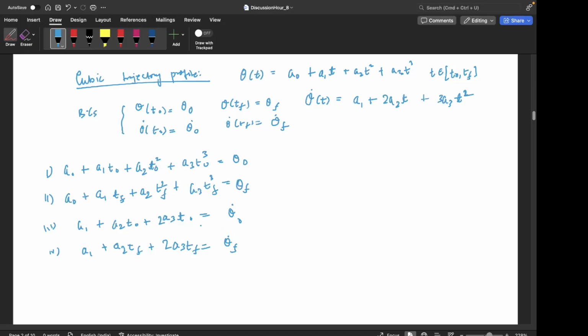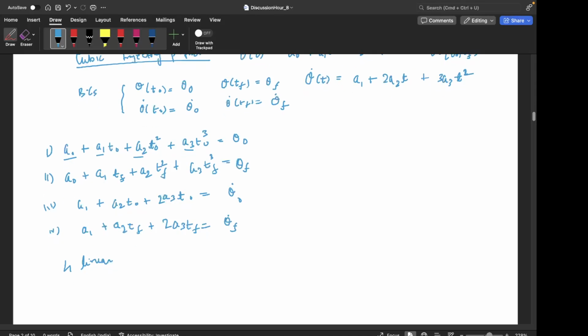Now these are basically four linear equations. So the unknowns are these a0, a1, a2, a3, right? These are the unknowns, the parameters of the cubic curve. So four linear equations and four unknowns. This is a system of linear equations, so this can very well be described as a matrix vector product.